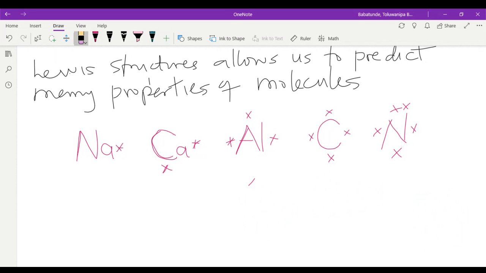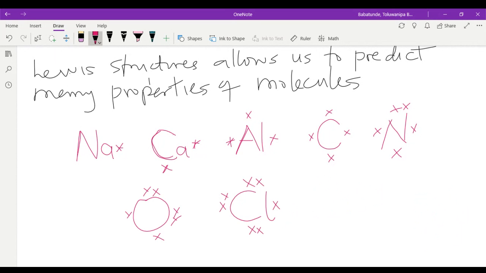So for oxygen, oxygen has 6 valence electrons, so we're going to write oxygen this way: 1, 2, 3, 4, 5, and 6. Like I said, it doesn't matter which side you start from. Just make sure you fill it all around before you pair. Chlorine has 7 valence electrons, so chlorine will be like this: 1, 2, 3, 4, 5, 6, and 7.